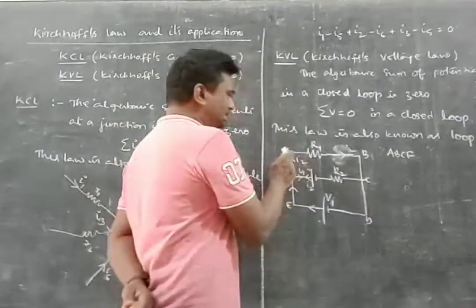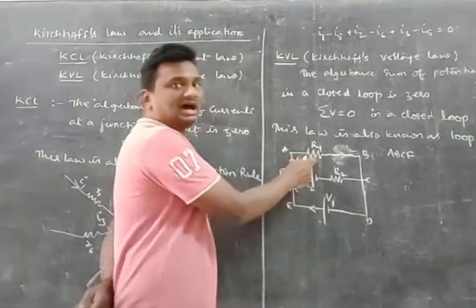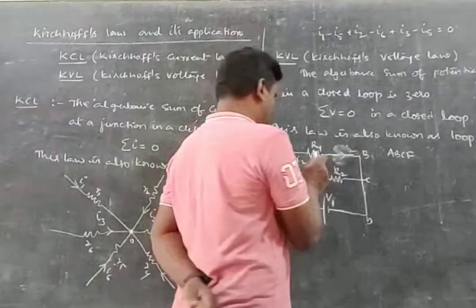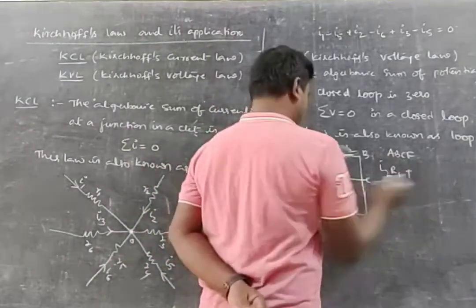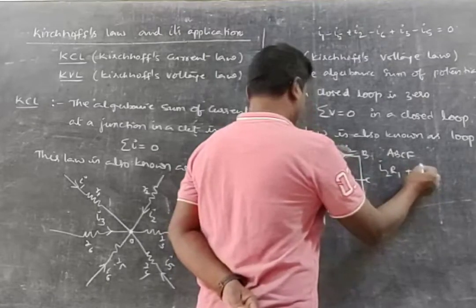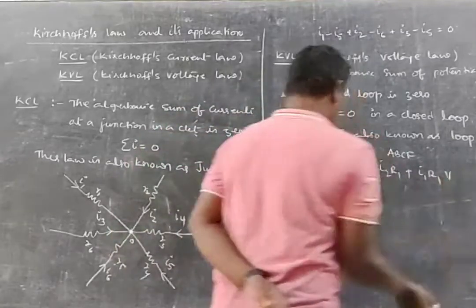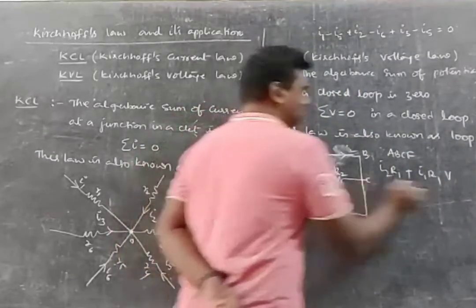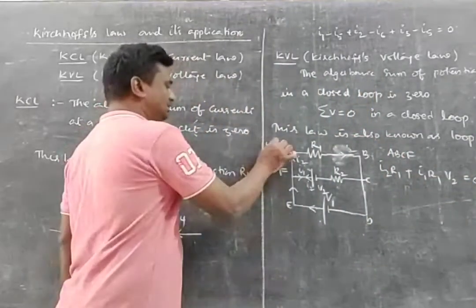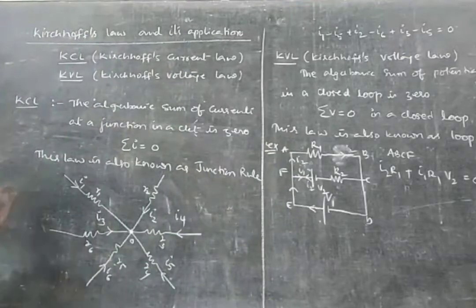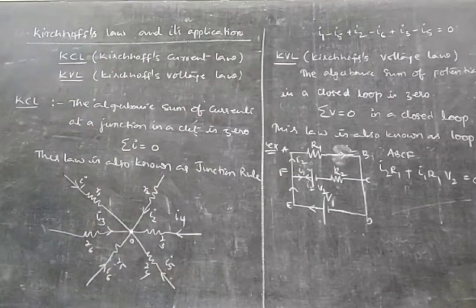Therefore, I consider A, B, C, F. So the potential difference across R1 is I2 R1 plus I1 R1, and this is V1 and this is V2. V2 is equal to 0. It's an example. So these two laws are known as Kirchhoff laws, and now let us apply them.